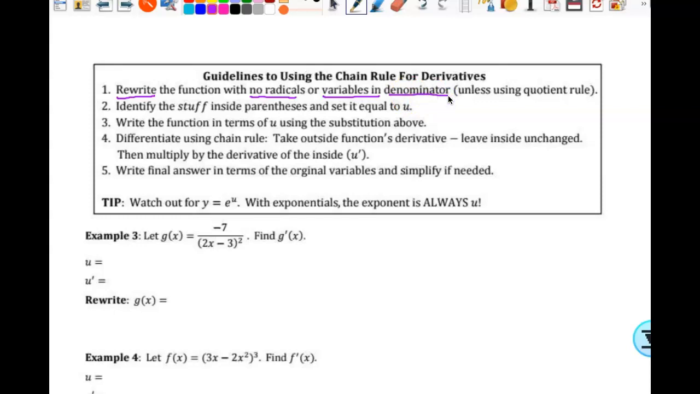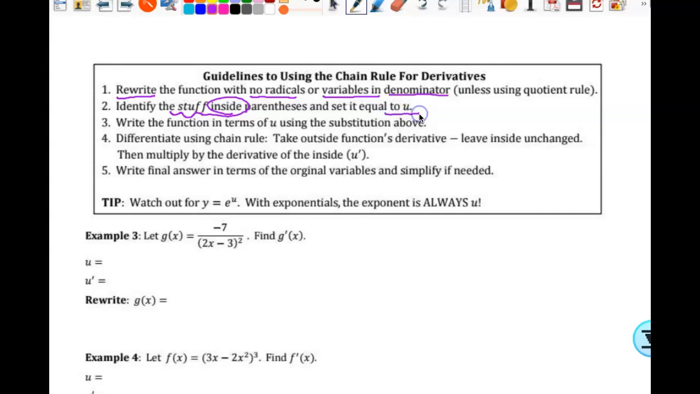Which means if you have variables in the denominator, if I have an x in the denominator, I want to rewrite it as x to the negative 1 power and pull it out of the denominator. Make sense? That's how we get it out. We don't just magically plop it up there, right? Identify the stuff inside the parentheses, which may or may not be parentheses, and set that equal to u.